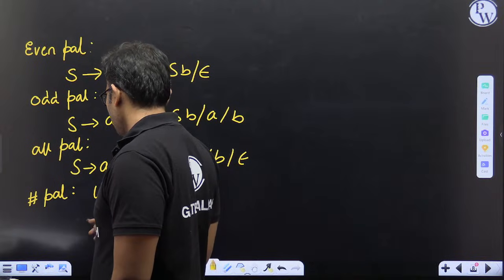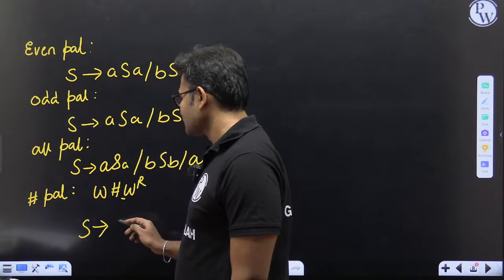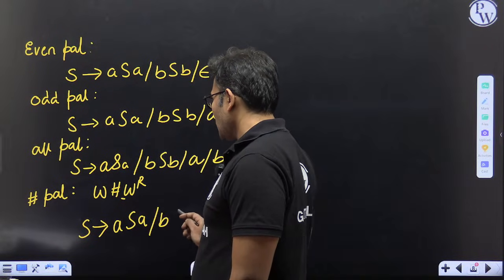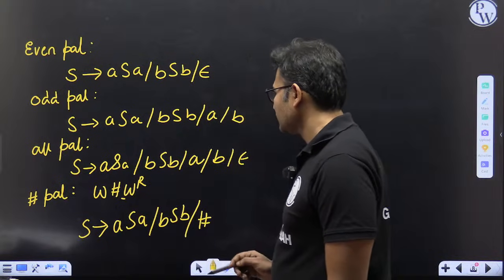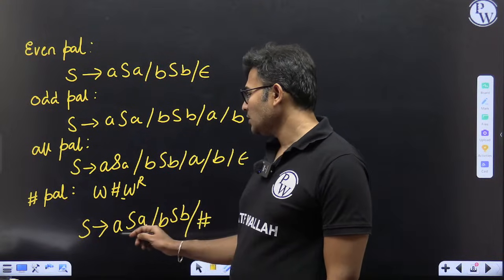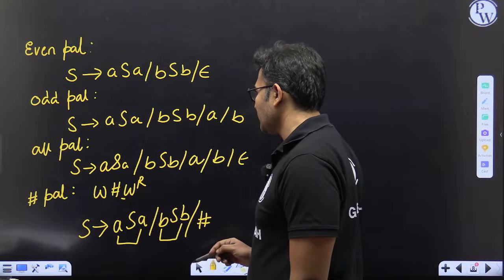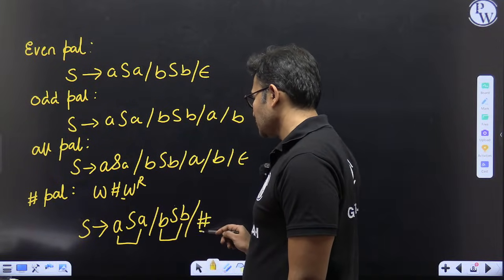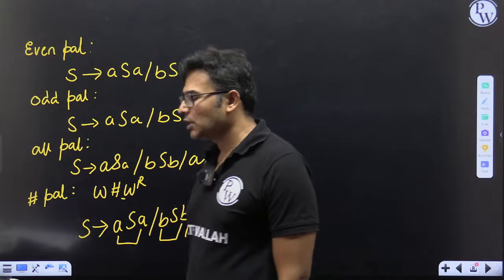Very good. S derives ASA or BSB or hash. If we generate A in the beginning, generate A in the ending. B in the beginning, B in the ending, right? If you want to stop it with hash, then hash will come in the middle.